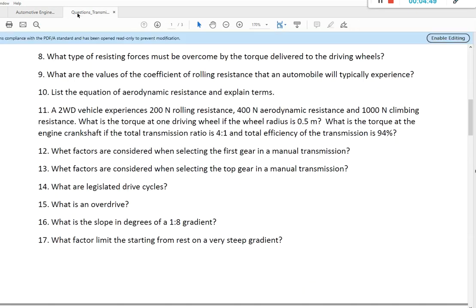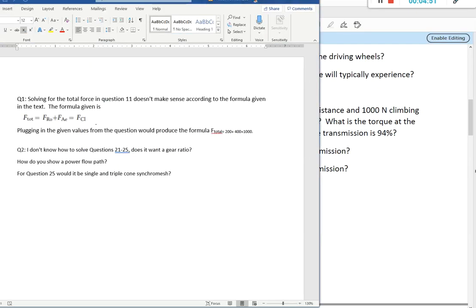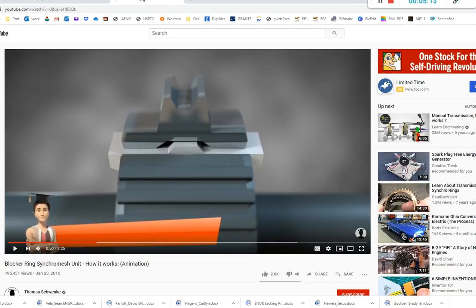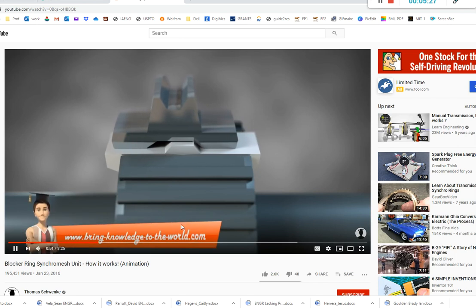Further questions that I've got were about, don't know how to solve questions 21 to 25, and there are two 25. So one is about the synchro mesh. So let's look at the synchro mesh first. I recommend you to, I'm using, as you can see, a free tool to record my class. So there are a number of good YouTubes explaining how manual transmission works and other things. So the struts to the left and to the right.